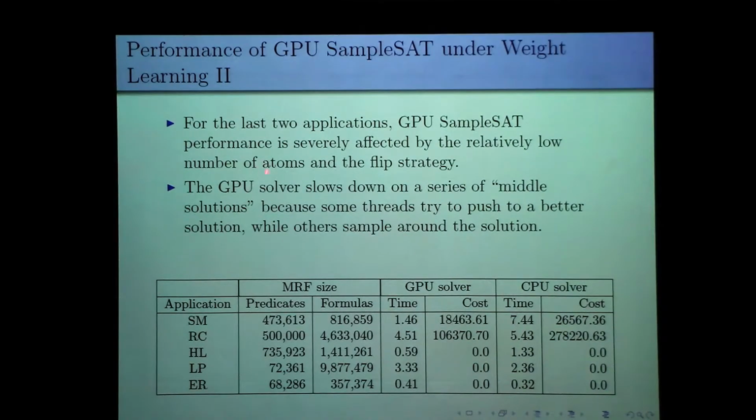What we found from our analysis is that these 2 applications are relatively small, and the low number of atoms and the flip strategy that it uses adversely affected it. Why? Because we are stuck in a series of middle solutions, because some threads on the GPU try to push to a better solution, computing a max-Walksat step, but others try to sample around the solution. That is, they are computing a sample SAT step, and we get stuck between them in a middle solution that is difficult to advance. But as we can see, the time is also reduced. And in this case, more important than the time is that the solution cost is much better, at least for these two applications.